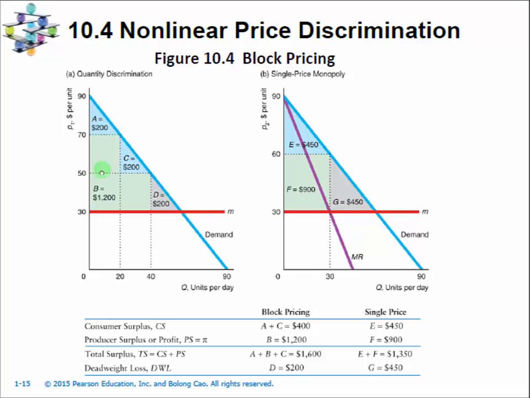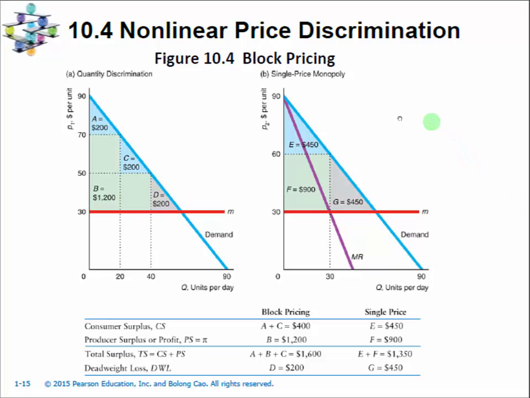Then the producer surplus is this area B for the firm with market power. That's $1,200. It's 2,400 minus 1,200. And from this picture, we can see that the consumer surplus is the area A, $200, plus the area C, $200. So the total consumer surplus under block pricing is $400. And there is this area D, the deadweight loss of $200.